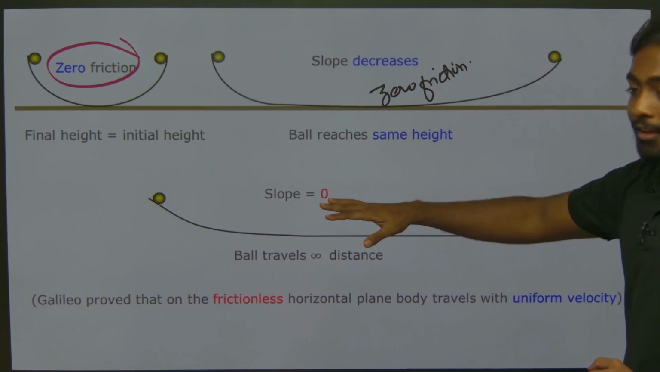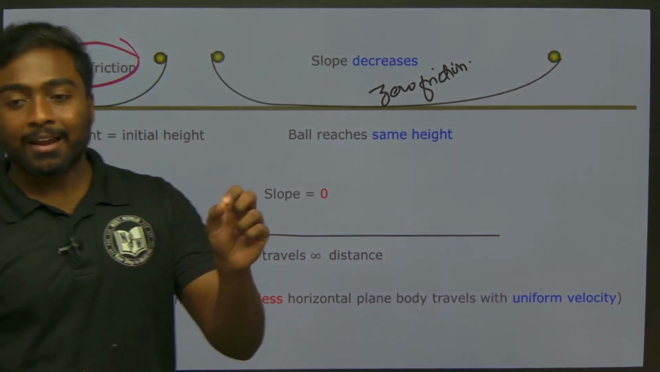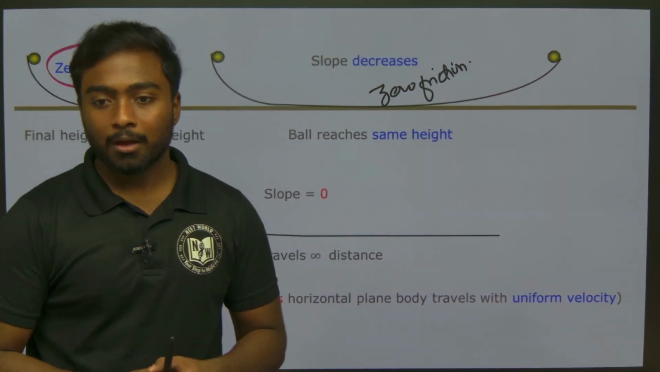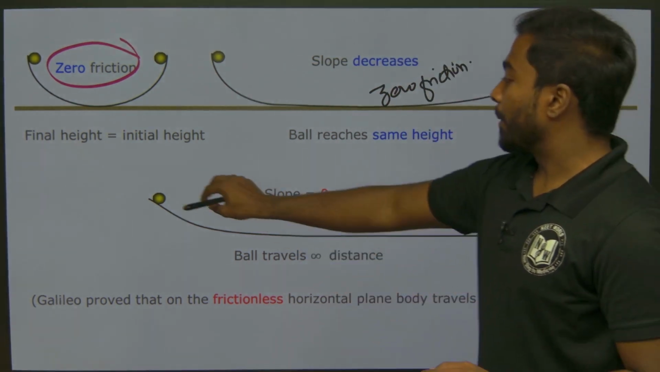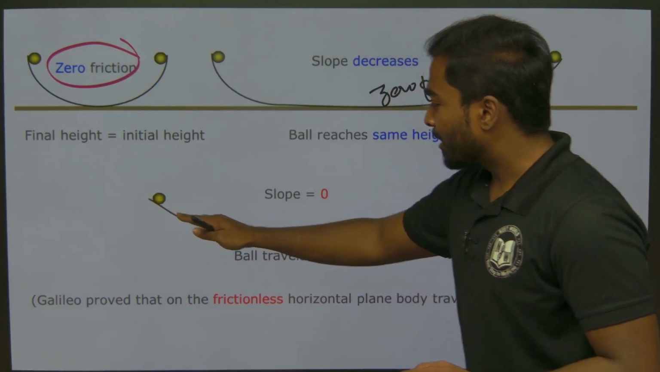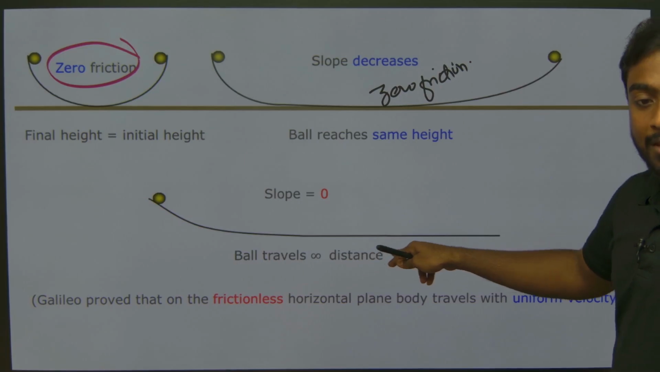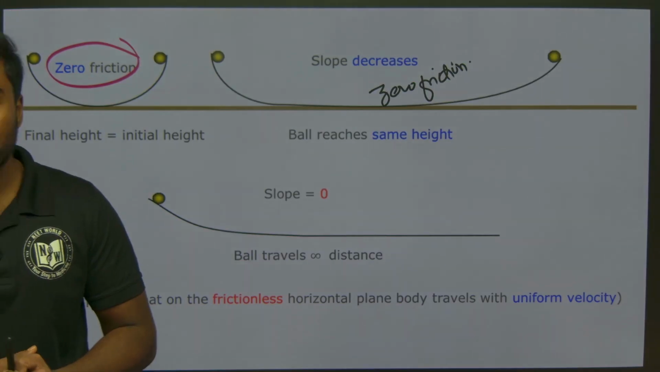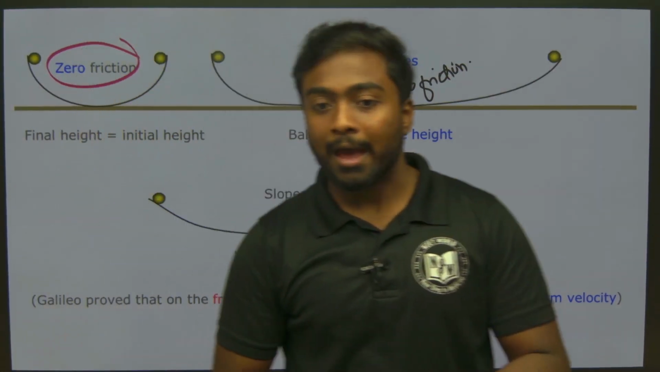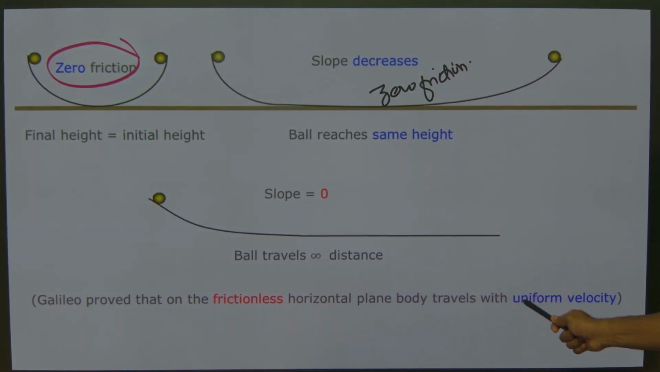So when I take a zero slope, what is zero slope, which we have seen in the graphs? A line which is parallel to the x-axis. A line which is perpendicular to the x-axis has infinite slope. So when I keep a ball on an inclined plane and the slope is decreased until it is flat, what will happen? The ball will go with the same velocity, an infinite distance, unless and until an external force acts on it. So Galileo proved that on a frictionless horizontal plane, a body travels with uniform velocity.